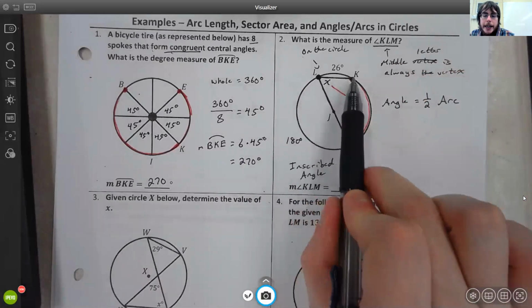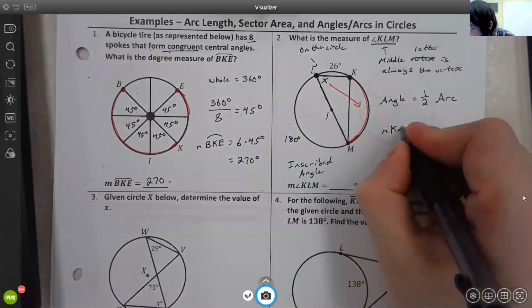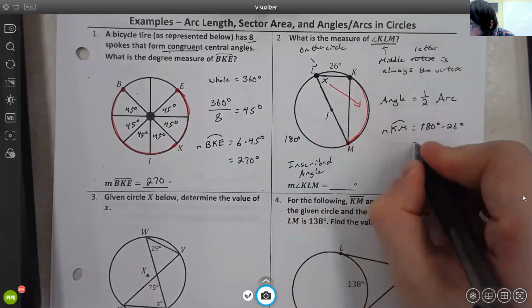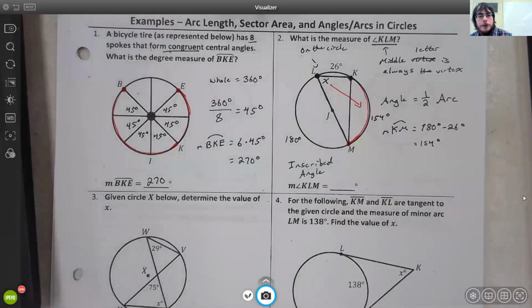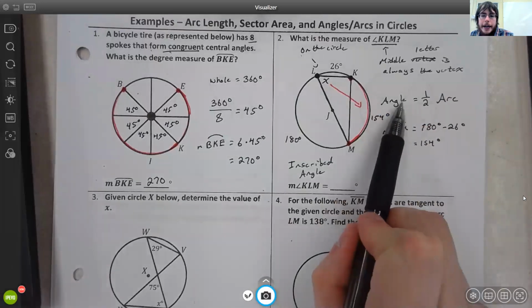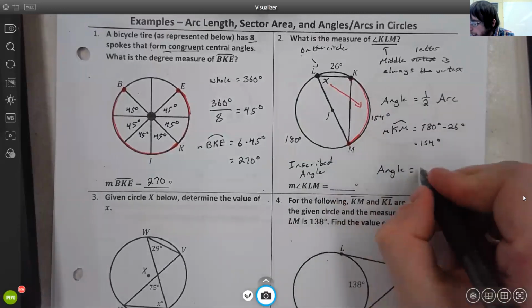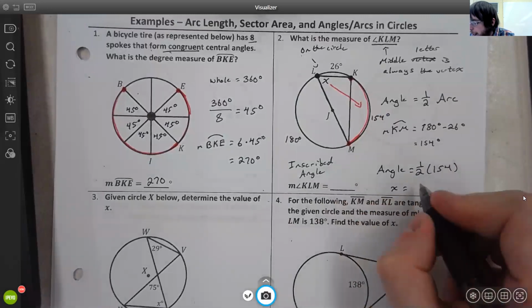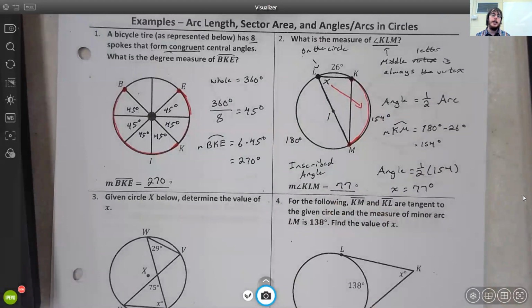Well, if this is 180, and we know this is 26, to determine what KM is, we take 180 and subtract 26, which gives us 154. Now that we know that that arc is 154 degrees, we can use our formula, angle equals half of the arc, to figure out what X is. So we take 1/2 of 154, which is just 154 divided by 2, and we get that X would be 77 degrees. So the measure of angle KLM is 77 degrees.